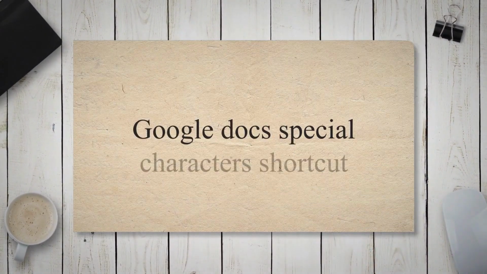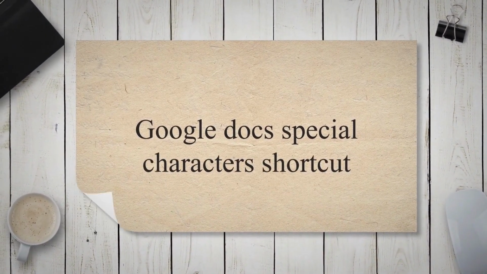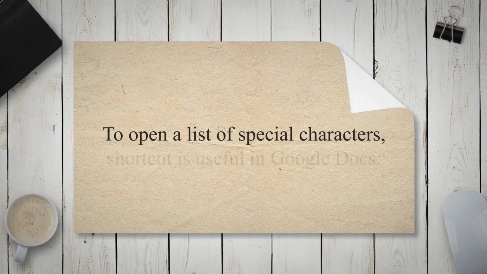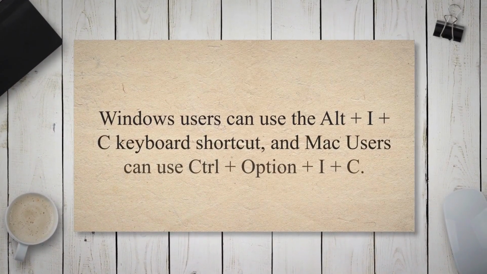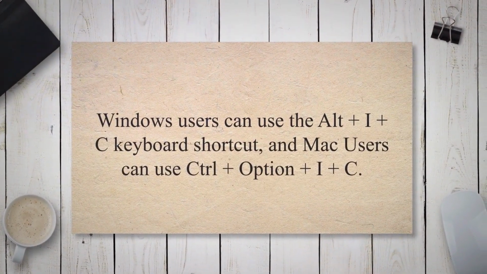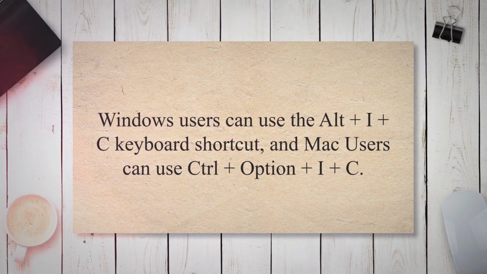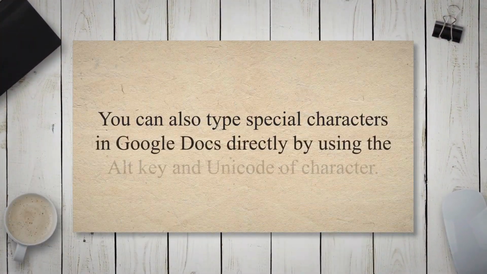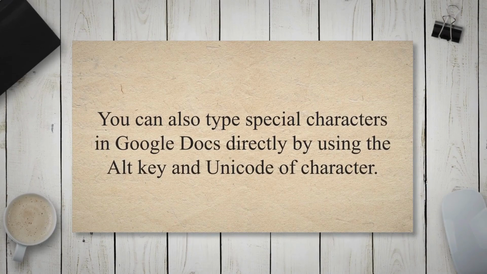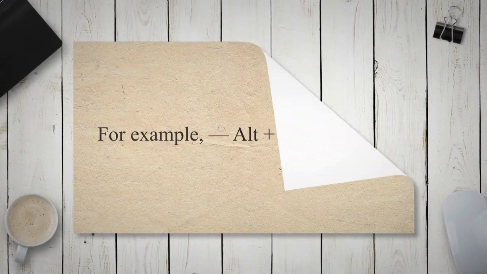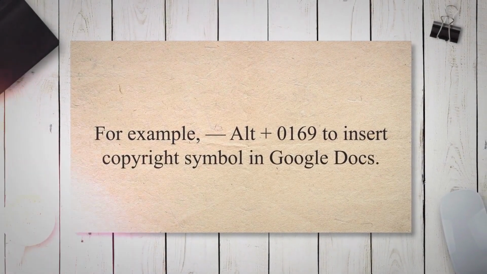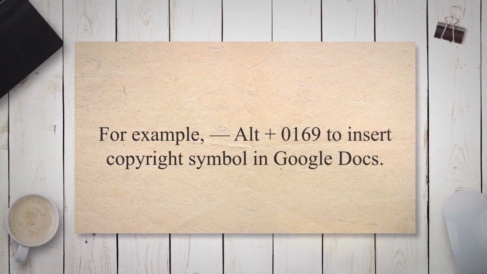Google Docs Special Characters Shortcut. To open a list of special characters, the shortcut is useful in Google Docs. Windows users can use the Alt+I+C keyboard shortcut, and Mac users can use Ctrl+Option+I+C. You can also type special characters in Google Docs directly by using the Alt key and the Unicode of the character. For example, Alt+0169 to insert the copyright symbol in Google Docs.